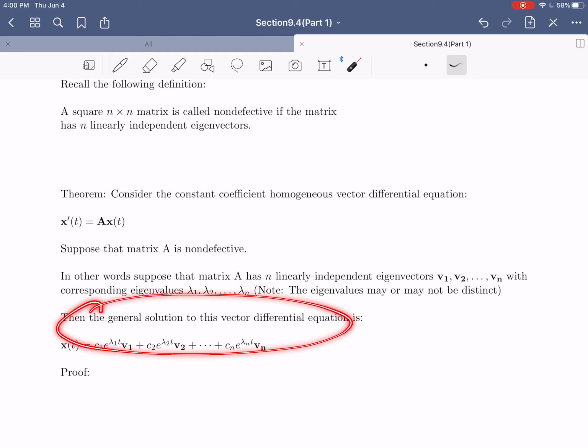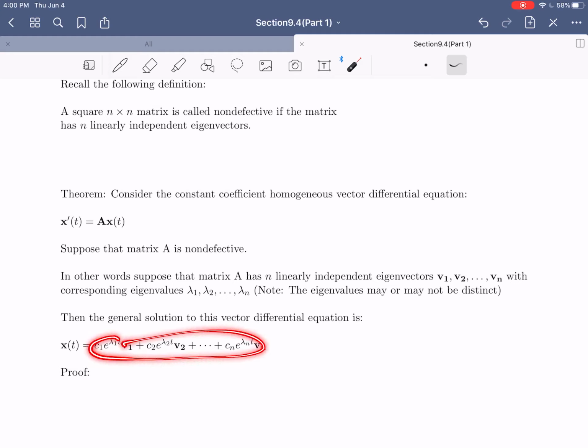Then, the statement of this theorem is that the general solution to this vector differential equation is a linear combination of solutions of the form from the previous slide. So, x of t is c1 e to the lambda 1 t v1 plus c2 e to the lambda 2 t v2 plus, up to cn e to the lambda n t vn. You'll notice that this is a vector function, even though the c k e to the lambda k t is a scalar function, but it's made into a vector function by that multiplication onto those eigenvectors.